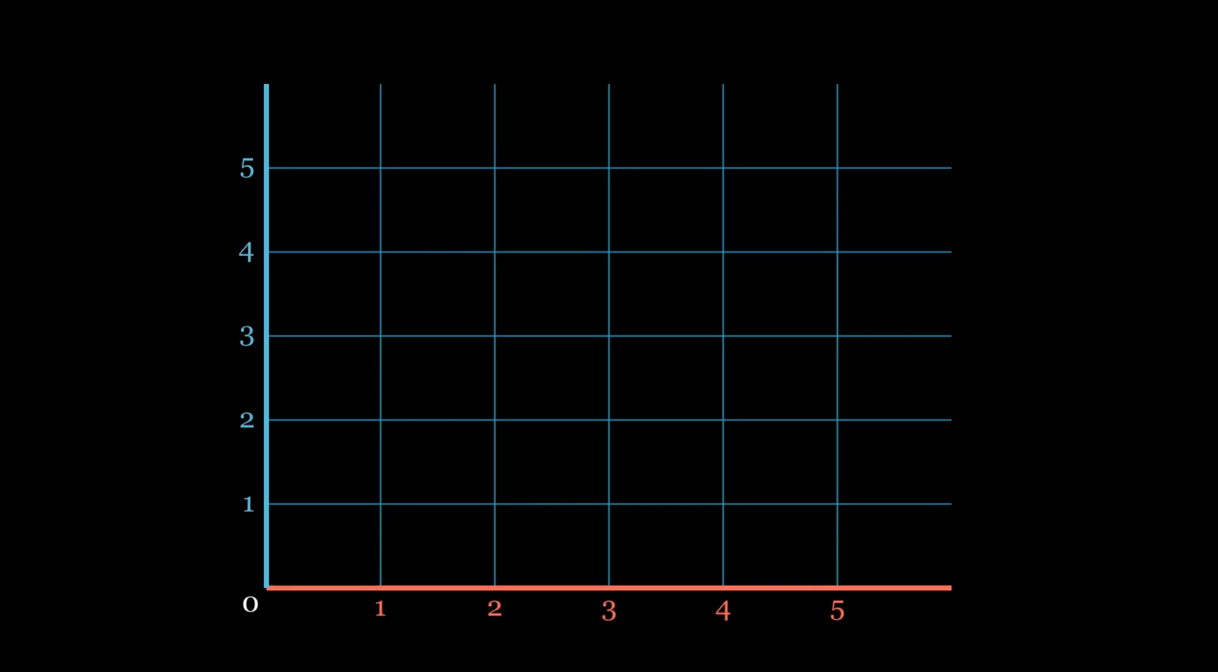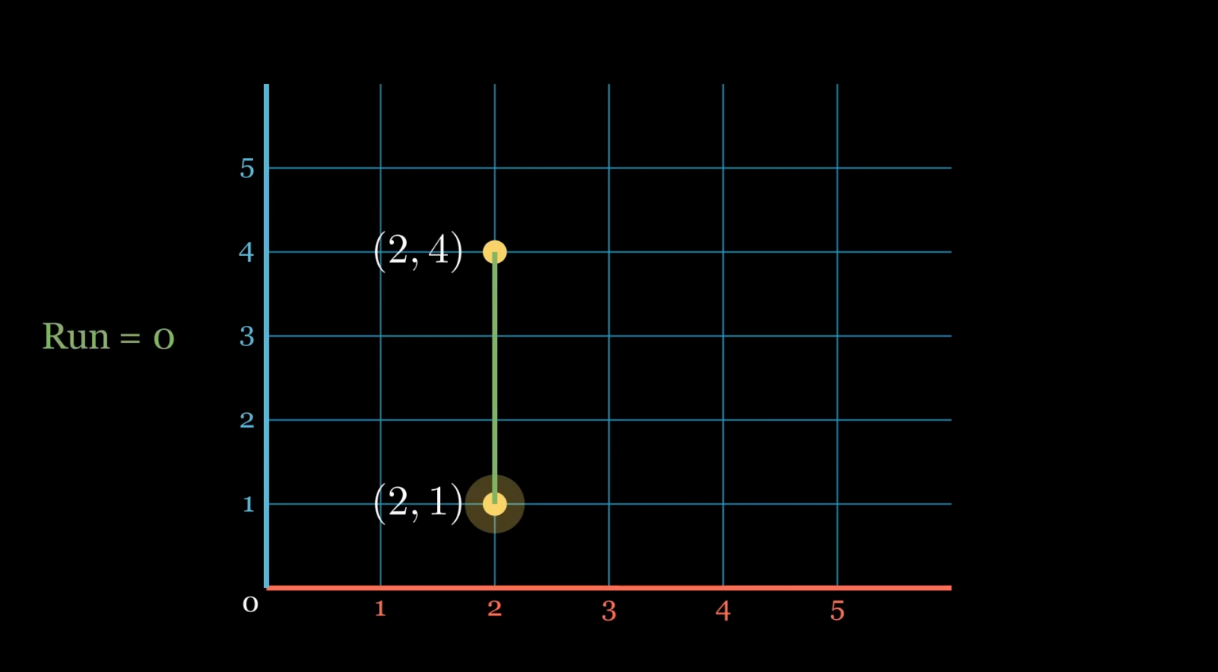Now, there are other occasions where the gradient cannot be defined. Let's look at this vertical line. Both points have the same x coordinate, so there is no horizontal movement. What does this mean? This means that the run is 0.